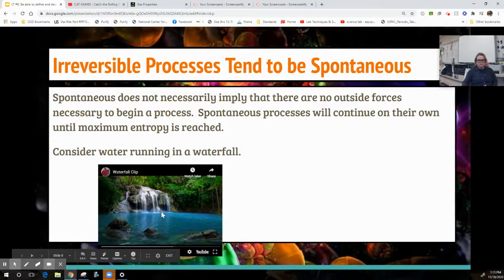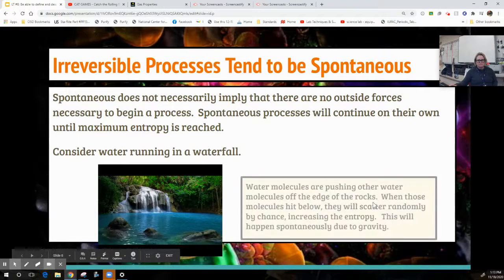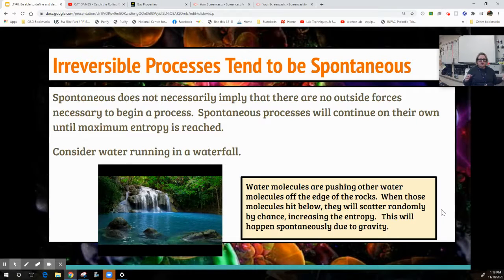So if I'm looking at this waterfall, the water molecules are pushing other water molecules off the cliff. As those molecules hit the pond down below, those water molecules will disperse in a completely chaotic, random fashion. So you're going from a state of order where those particles were in a river, kind of packed together, into a state where they're more chaotic and all spread out. And it's happening spontaneously without outside intervention. So not all irreversible processes are spontaneous, but most are.